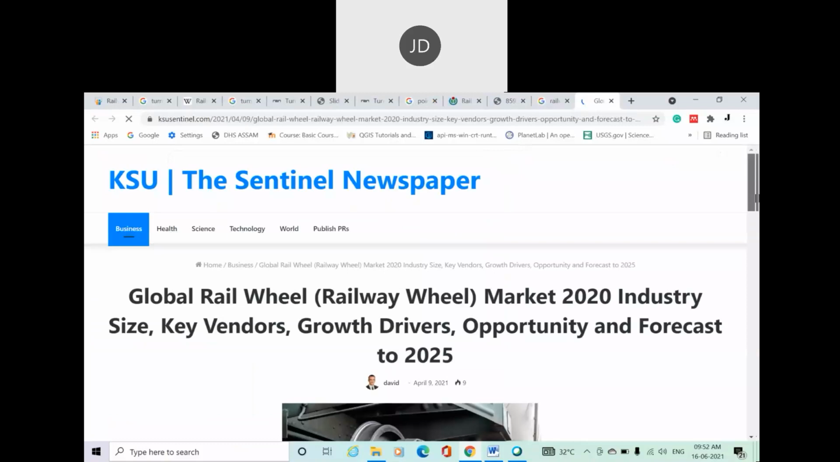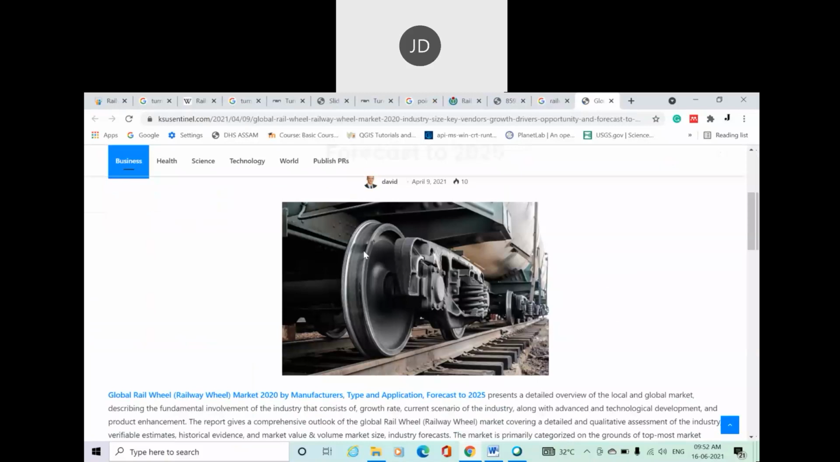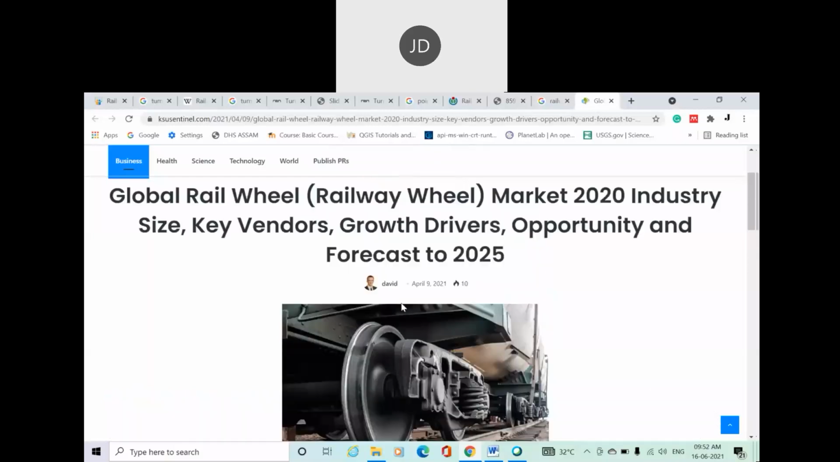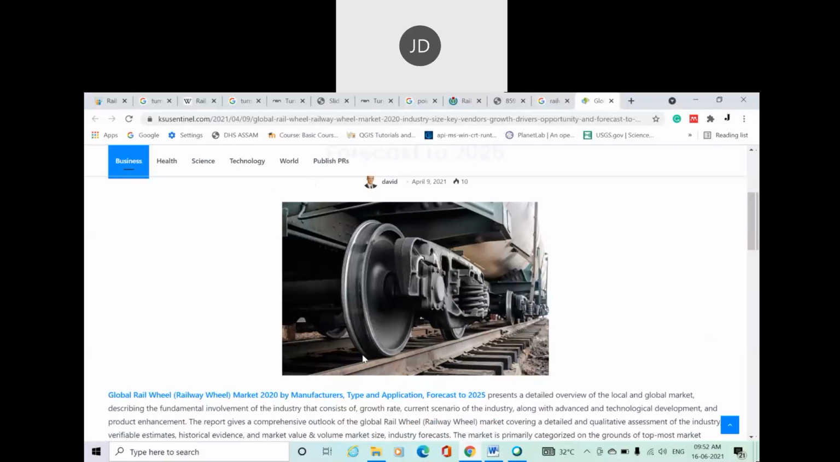Here you can see, this is a wheel of a railway. This is called the tread part. And that inner part is called the flank, right? Can you see this extended part of the flank, which is larger than the outer flank? Can you see?